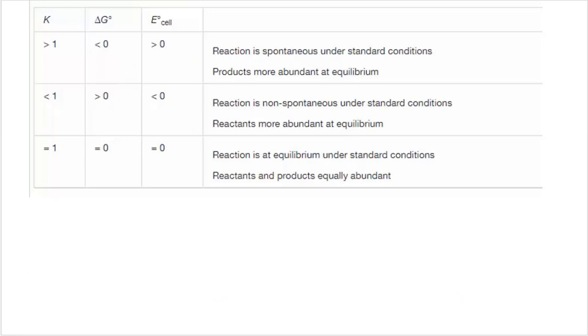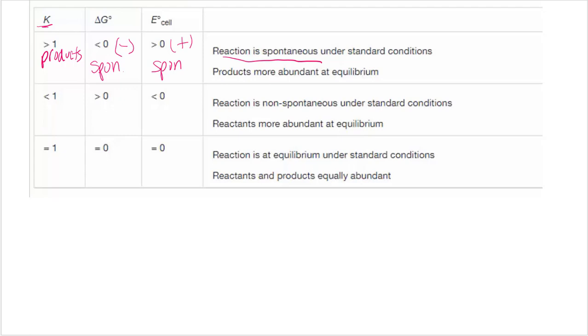If I have a K of greater than 1, that means that we're favoring my products. And with a delta G of less than 0, that's telling me that it's a negative number, less than 0, so that's spontaneous. And an Ecell greater than 0, so a positive voltage, also spontaneous. So these reactions will be spontaneous under standard conditions, and those products are more abundant at equilibrium.